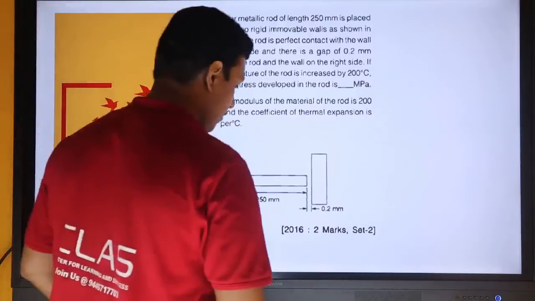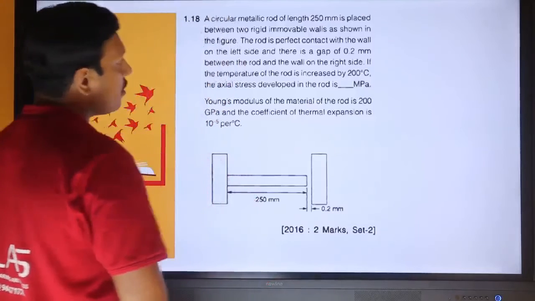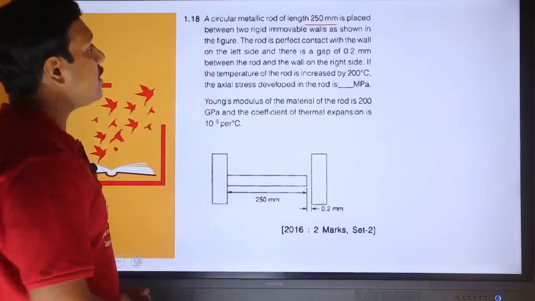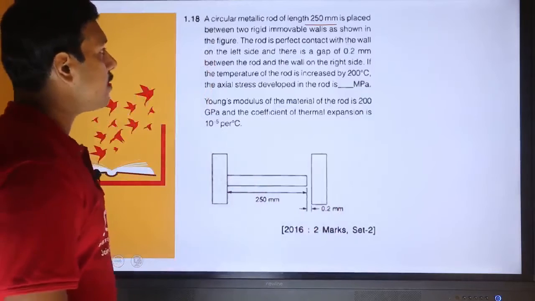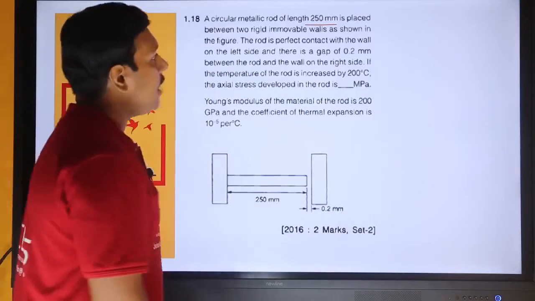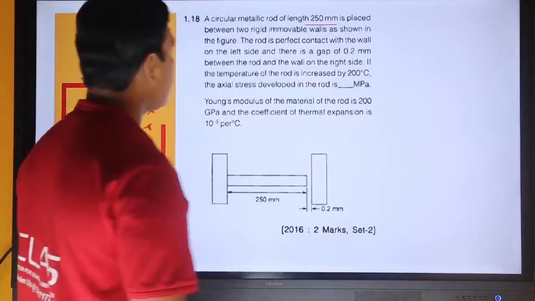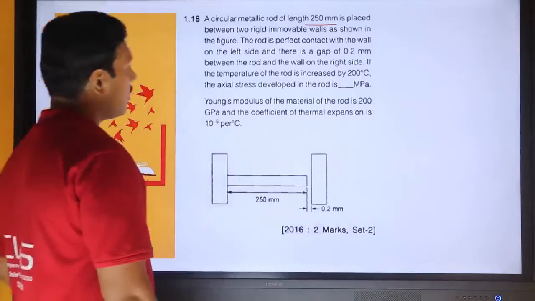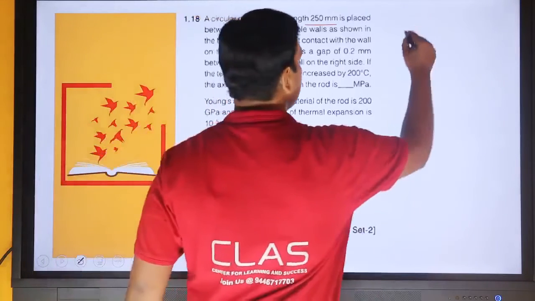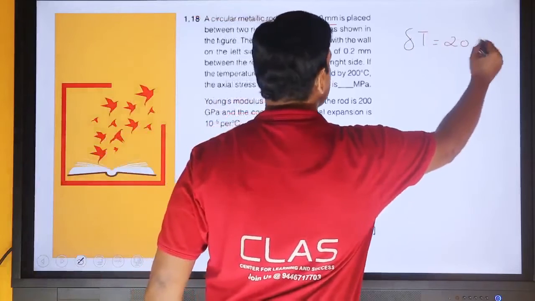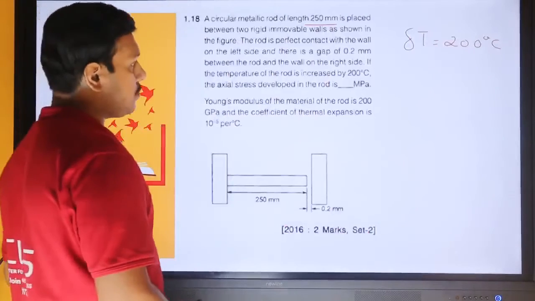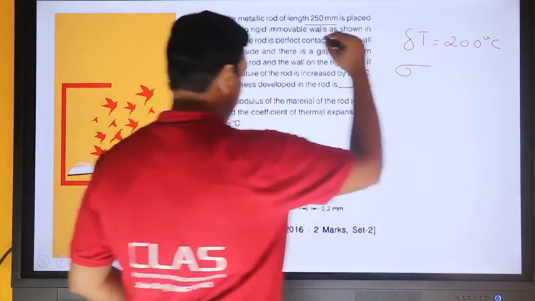Question 1.18. A circular metallic rod of length 250 mm is placed between two rigid immovable walls as shown in the figure. The rod is in perfect contact with the wall on the left side, and there is a gap of 0.2 mm between the rod and the wall on the right side. If the temperature of the rod increases by 200 degrees Celsius, we need to find the axial stress developed in the rod.